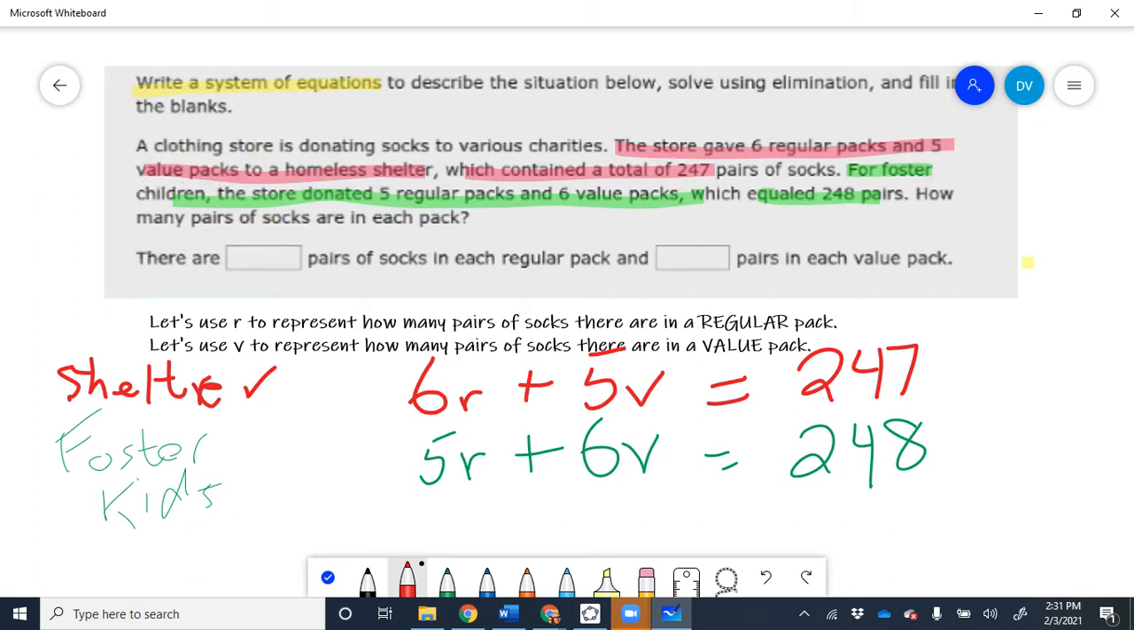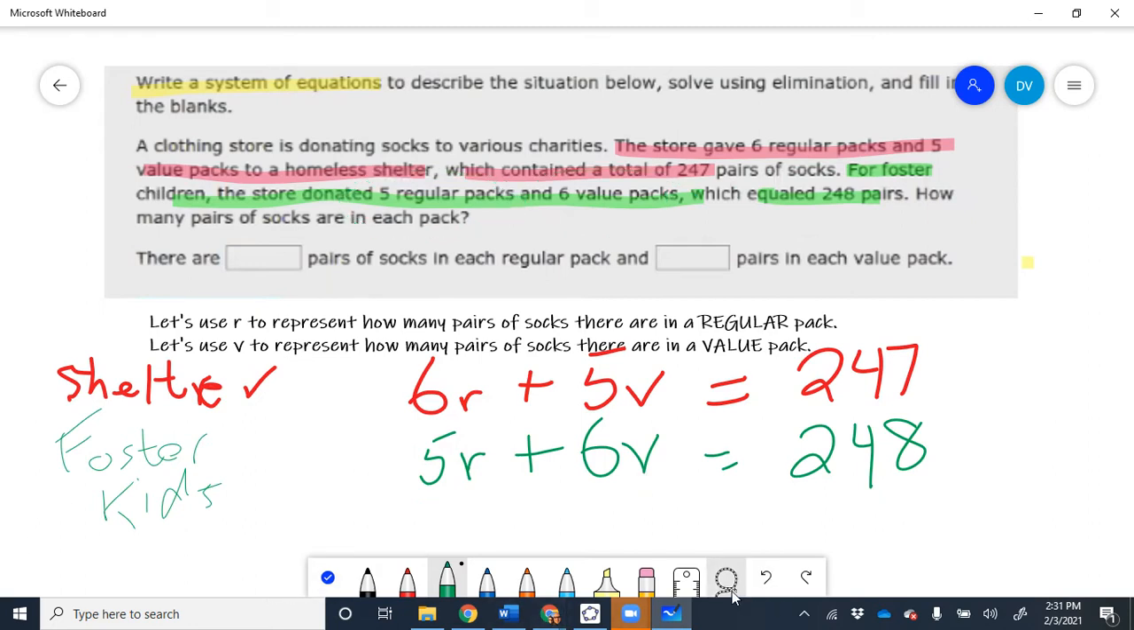The other equation we're going to do is green. You don't have to use the same colors, of course. This charity is a foster kids home. So for the foster kids, we had 5 regular packs and 6 value packs. So it's going to be 5R and 6V. And it comes out to 248 socks. That's where we get that second equation.